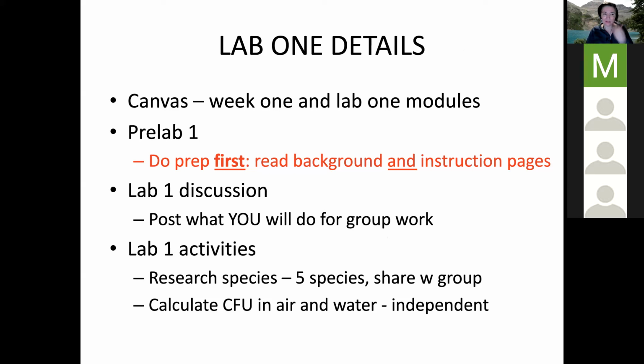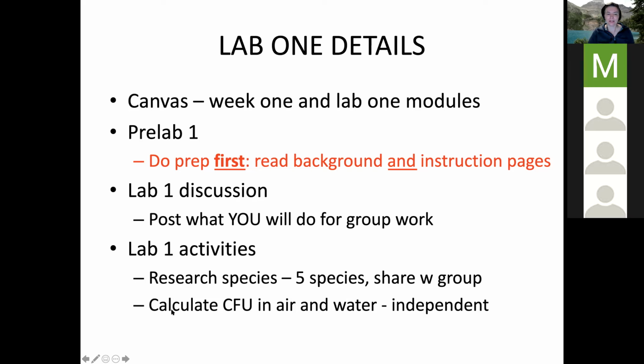Okay. So the lab one activities are two activities. There's a research part where instead of physically growing stuff in different places in your home, which is not really safe to do at home, you're going to research different species and where they live. You as an individual are going to find the names of five particular species of microbe and share them with your group. As a whole, there's going to be about 20 things that you'll have learned about. You're not going to be tested on these, but this gives you a sense of what's out there.